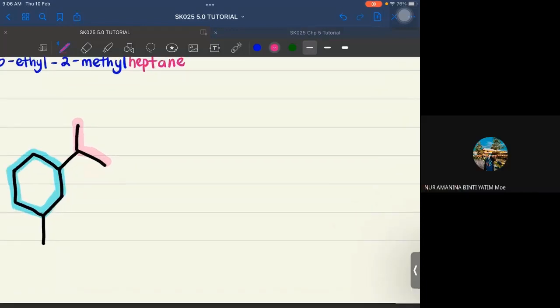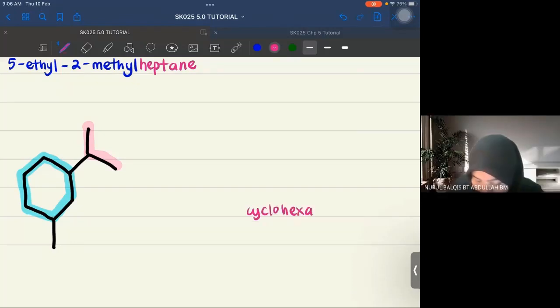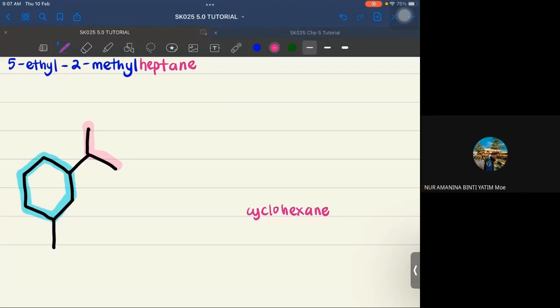So 6 now, what is the name of your parent and suffix? Cyclohexane. Okay, so this cyclohexane is your parent and also your suffix. What about your substituents? When you have a cyclic structure, how are you going to put the numbering? If you have more than one substituent, do you need to put the numbering for the substituents? Yes.